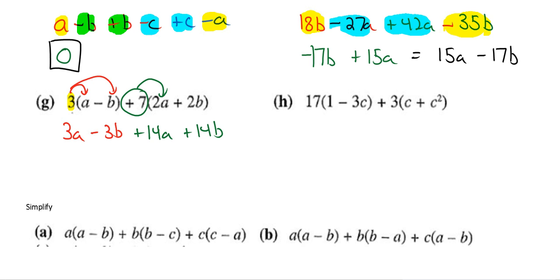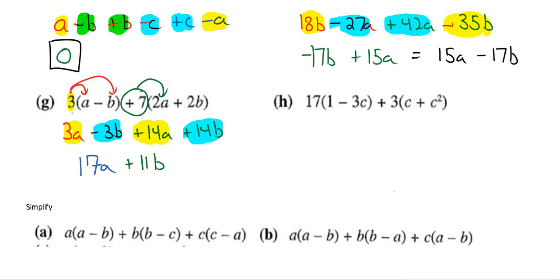Okay, and now you want to collect the like terms. Here's positive 14a and positive 3a. That's going to give me 17 apples. And if I have this 14b, what's 14 bananas take away 3 bananas? That's going to give me plus 11 bananas.